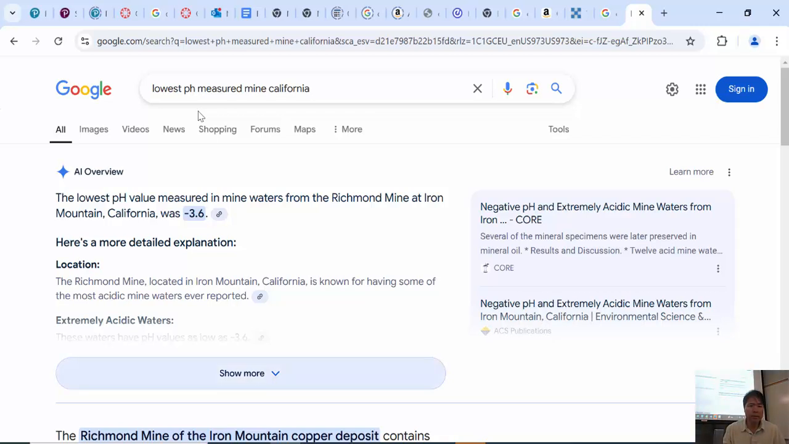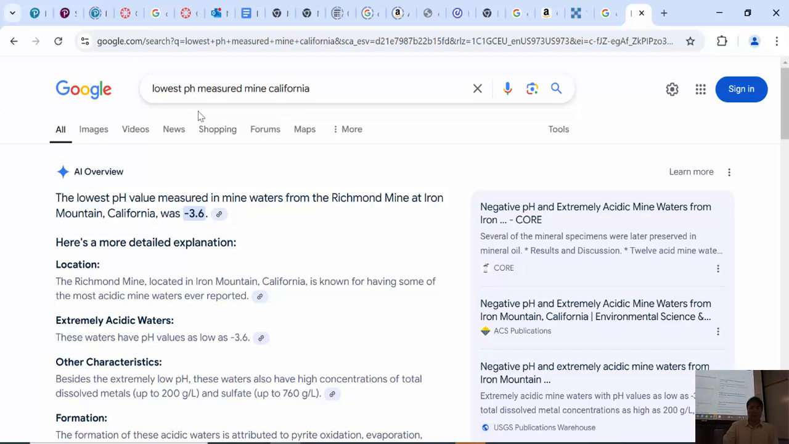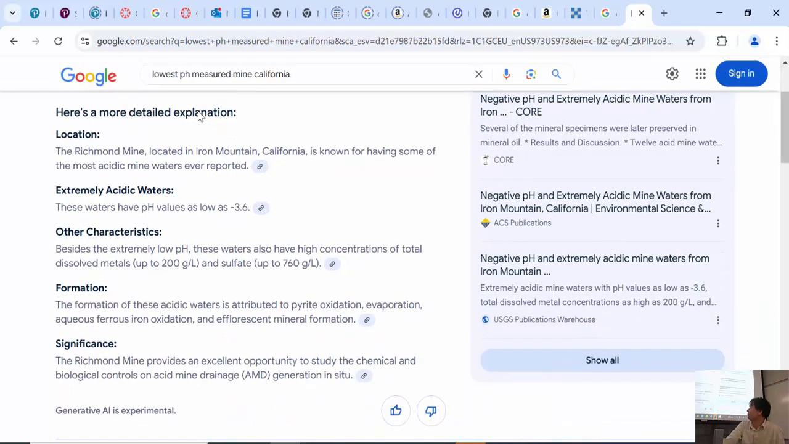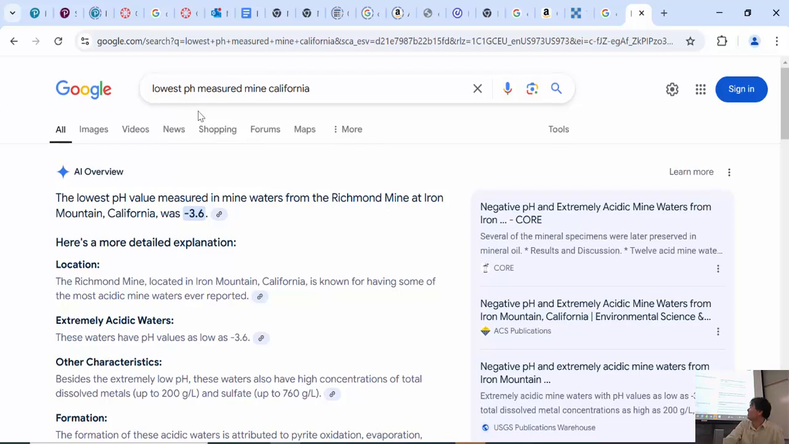Here it is, minus 3.6. This is the Richmond mine at Iron Mountain, California, minus 3.6. Wow. That's the measured pH, you know, we're not doing a calculation here. If we just tried to do a straight calculation, it's probably going to be off because the concentrations are so high. So California is known for a lot of things, and this is one of them.